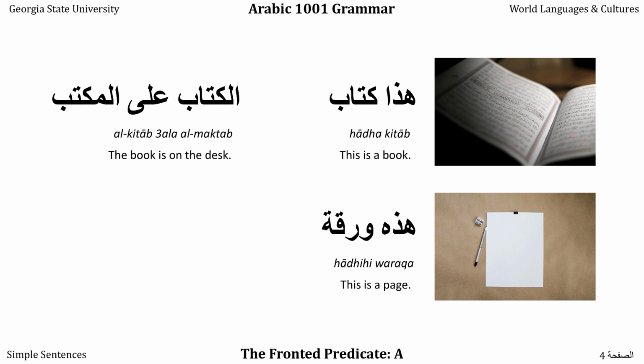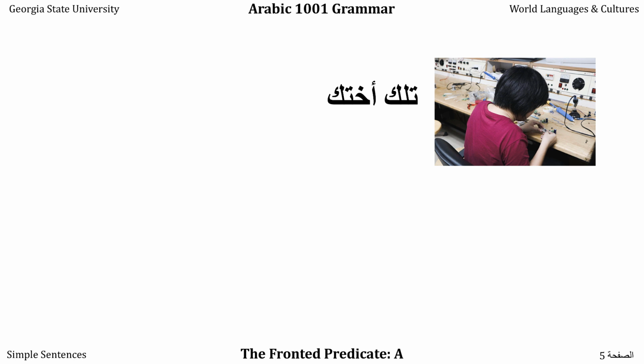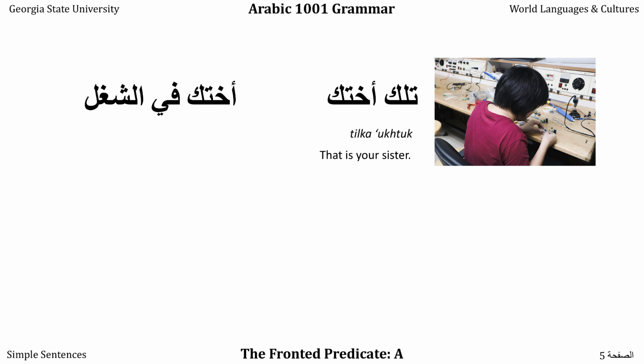We can look at our page. Hadhihi waraqa, this is a page. Al-waraqa bijanib al-qalam. Bijanib is a preposition, next to. Janib is side of something, bijanib, beside, al-qalam, the pen. So the page is next to the pen. We can look at this hardworking engineer here, and we can say tilka ukhtuk, that is your sister.